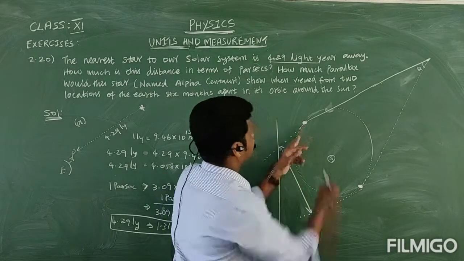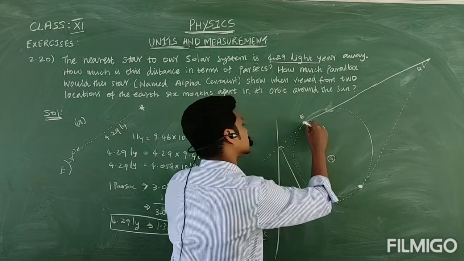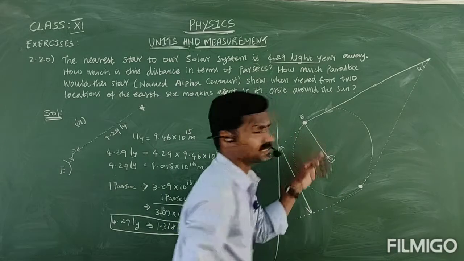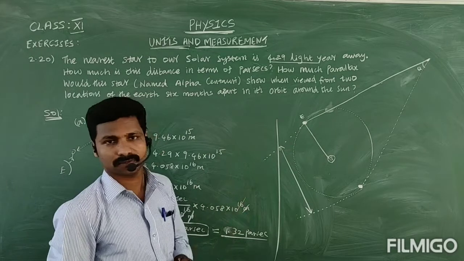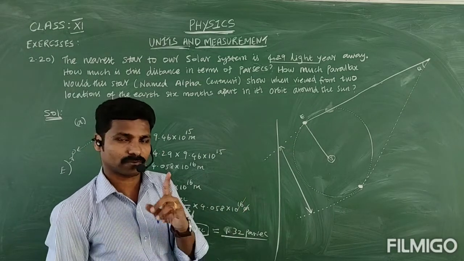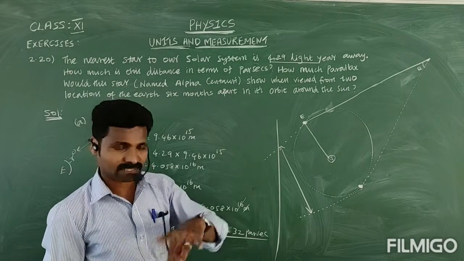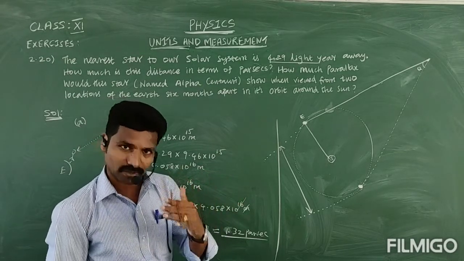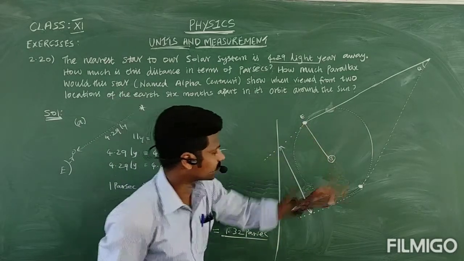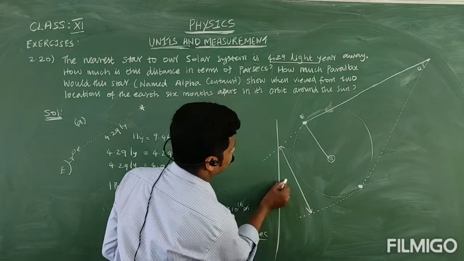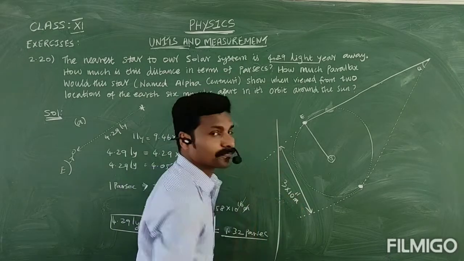This is the Earth and this is the Sun. The average distance between the center of the Earth and the center of the Sun is 1.496 into 10 power 11 meter, that is 1 astronomical unit. Approximately you can write 1.5 into 10 power 11. Here 1.5 into 10 power 11, and here 1.5 into 10 power 11, so this is 3 into 10 power 11 meter.